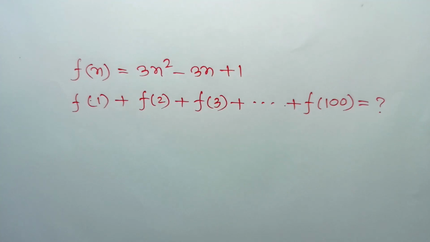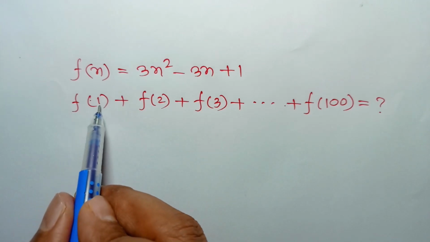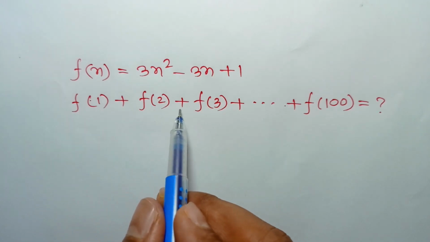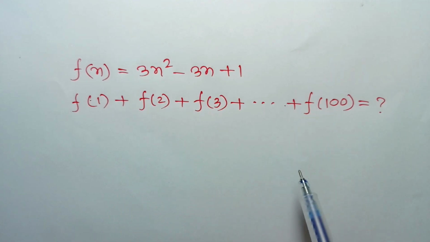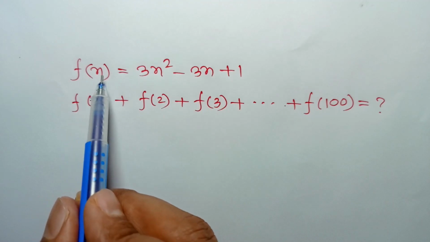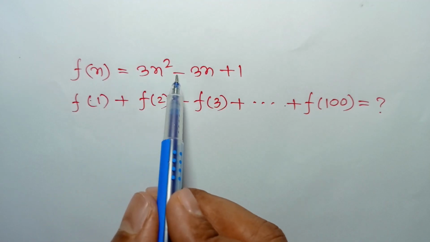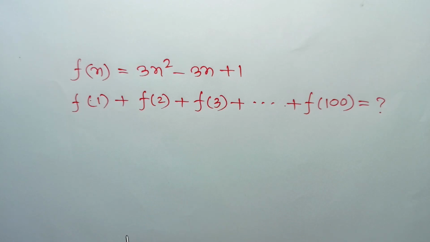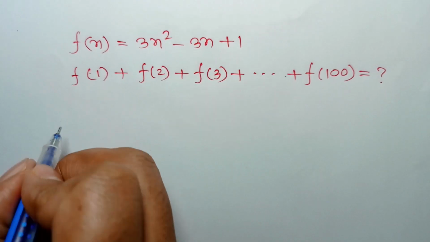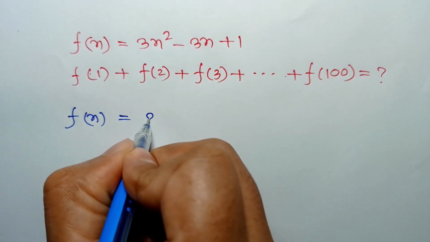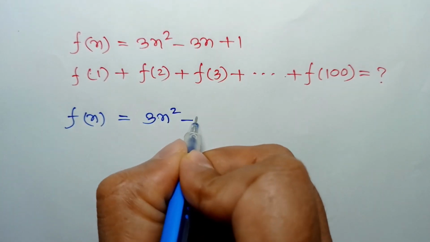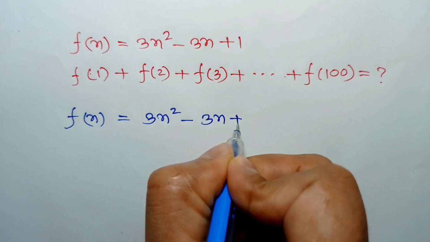Hi everyone, in this video I am going to show how to find the value of f(1) + f(2) + f(3) up to f(100), where f(n) is equal to 3n² − 3n + 1. We have given f(n) = 3n² − 3n + 1.